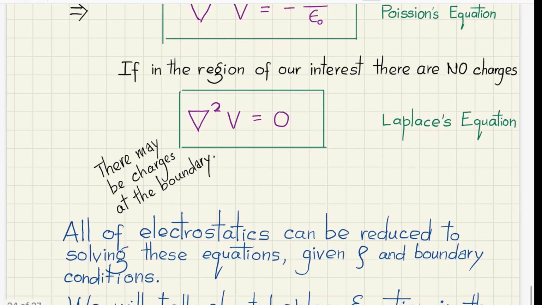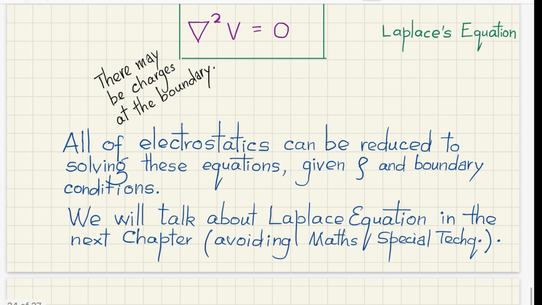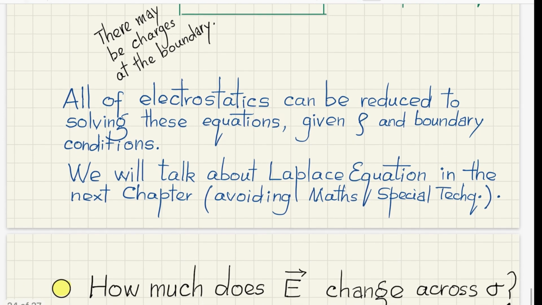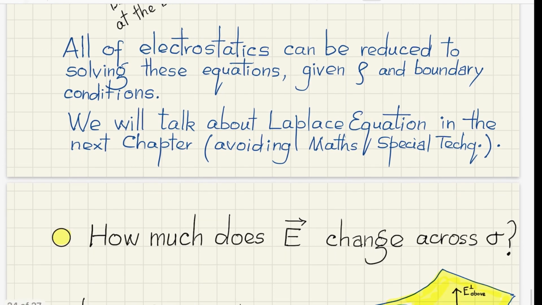Okay, so we'll talk about Laplace equation in the next chapter in a great deal. We'll avoid maths, but we'll talk about the conceptual foundations of what Laplace equation tells us about the physics of the problems in a little bit more detail. Now the question that we are dealing with: how much does E change across sigma? Okay, I have pointed out that whenever there is a surface charge, E makes a jump. Okay, we can actually prove that.